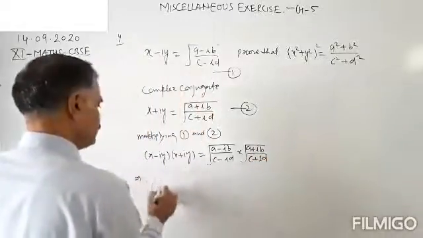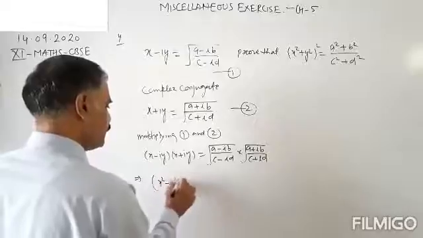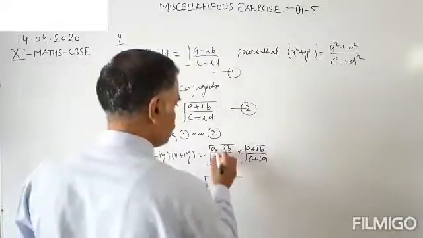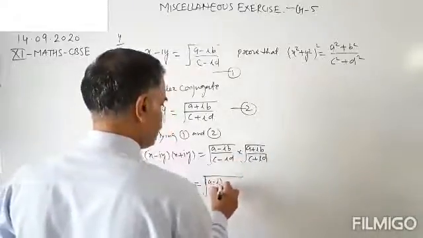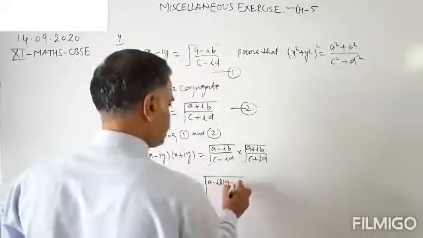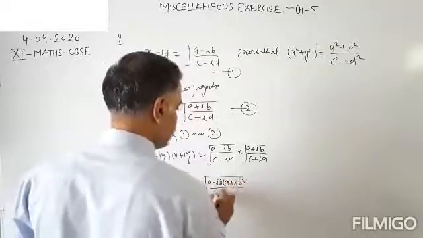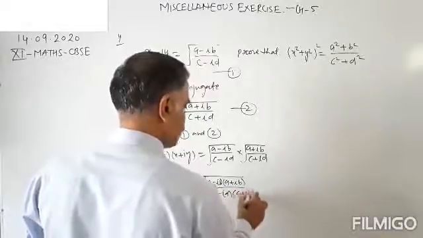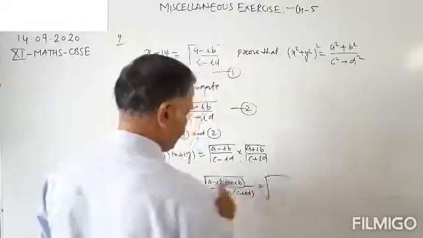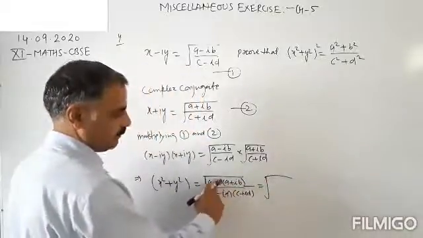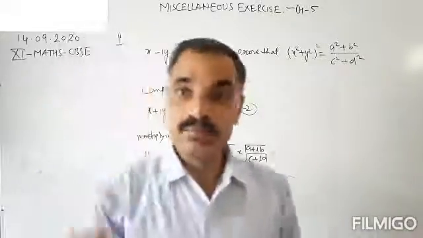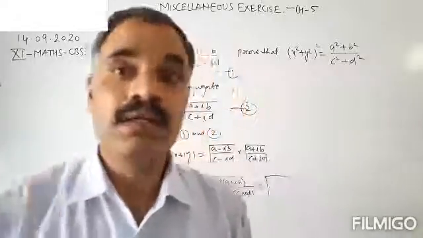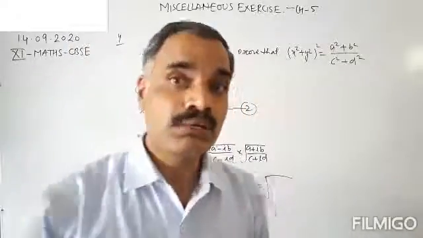That is x square plus y square is equals to under root of (a minus iota b)(a plus iota b) upon (c minus iota d)(c plus iota d). After multiplying, the multiplication of a minus iota b and a plus iota b is a square plus b square.